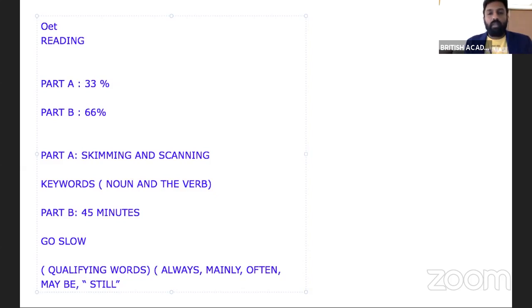Be relaxed. Believe that whatever you have done is enough for you to clear this exam. Rest is in Almighty's hand. Leave it to Him and do not worry about things. That is all about reading.